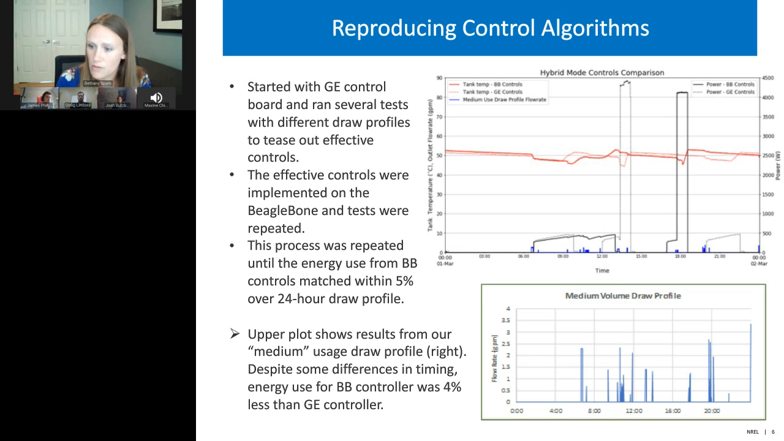The draw profile shown below was what we called our medium use, which was actually about 70 gallons, so maybe not quite medium, but this was generated from, NREL has a domestic hot water event schedule generator to develop these sort of randomized draw profiles.